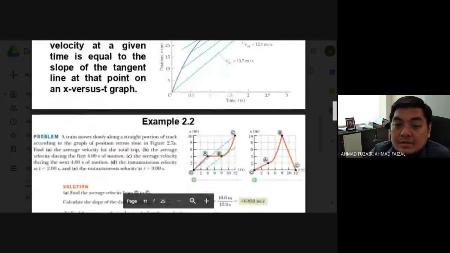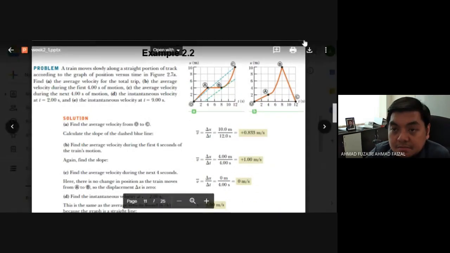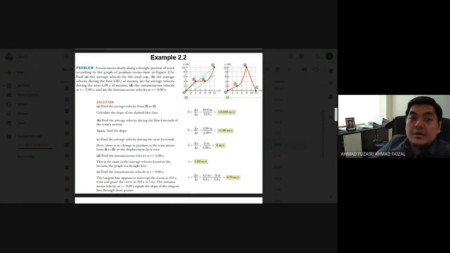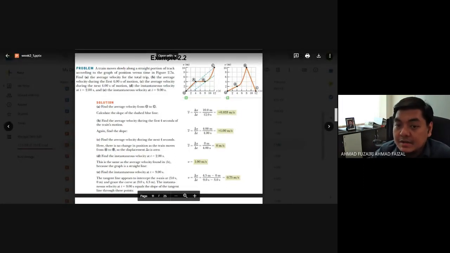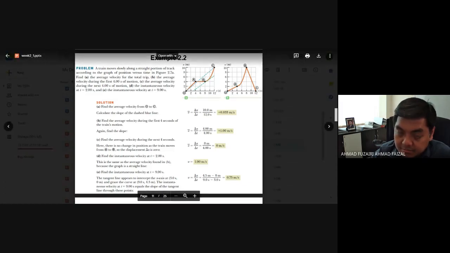Okay, so ada soalan lain juga dekat sini. Contoh dia, ni taken from the textbook. A train moves slowly along a straight portion of track according to the graph of position versus time. Okay, position versus time. Tengok graph dia. From O to A, from A to B, dari B tiba-tiba dia naik macam curve macam tu, C. Okay, ke C.